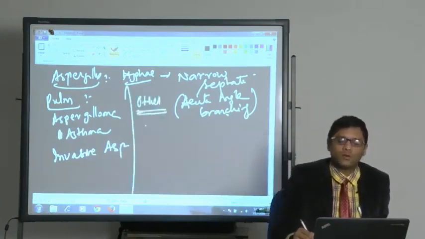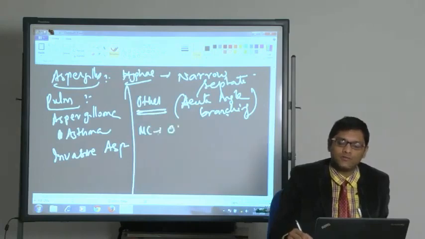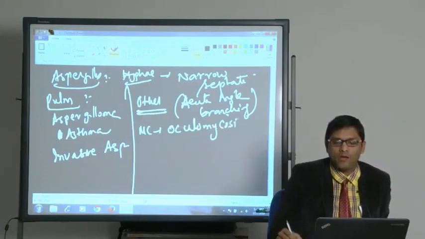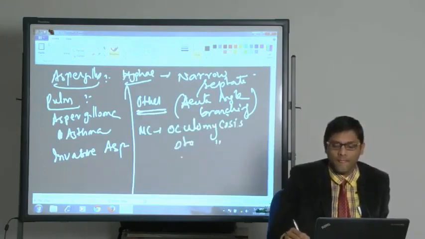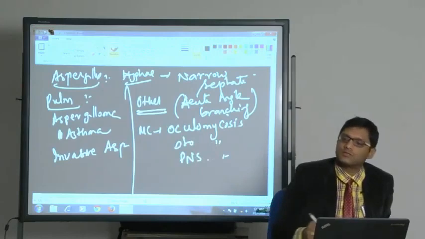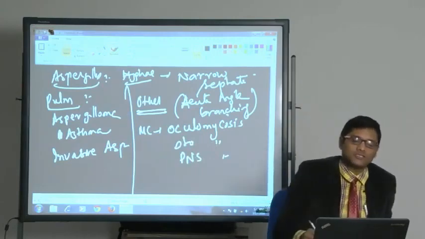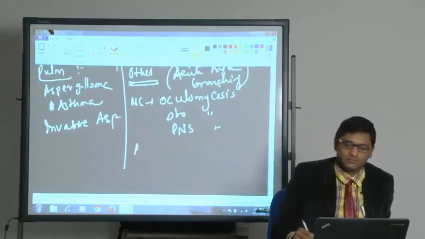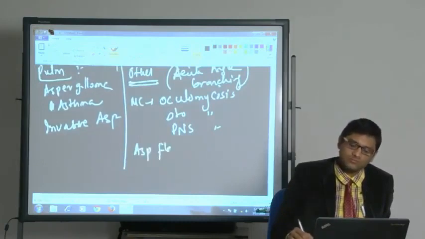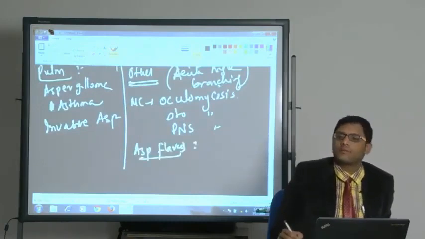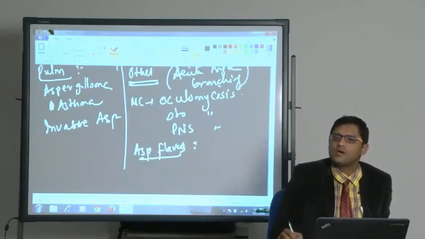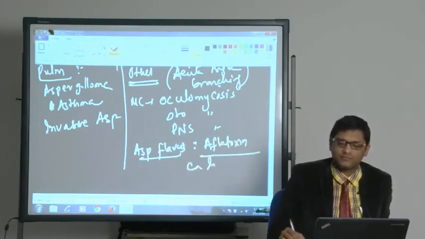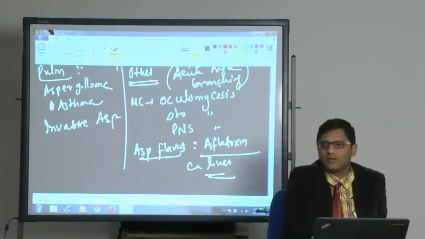Non-pulmonary manifestations: don't forget Aspergillus is the most common cause of oculomycosis, otomycosis, and paranasal sinus mycosis. And Aspergillus flavus can produce aflatoxin, which can cause carcinoma of the liver.